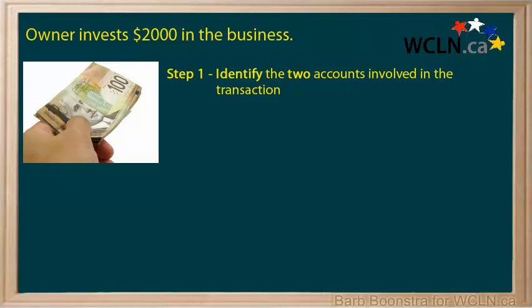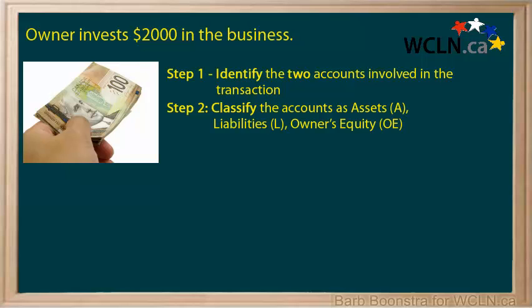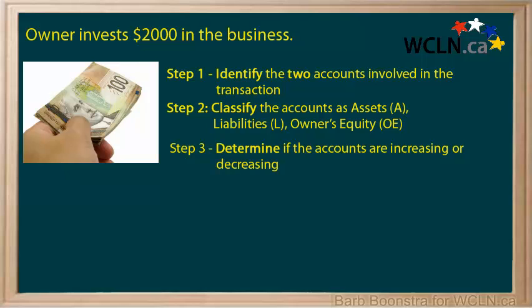The first step in analyzing a transaction is to decide which accounts have been affected. The second step is to classify the accounts as assets, liabilities, or owner's equity. Step 3 is to determine whether the accounts are increasing or decreasing. In this case, the accounts that are affected are cash and capital.